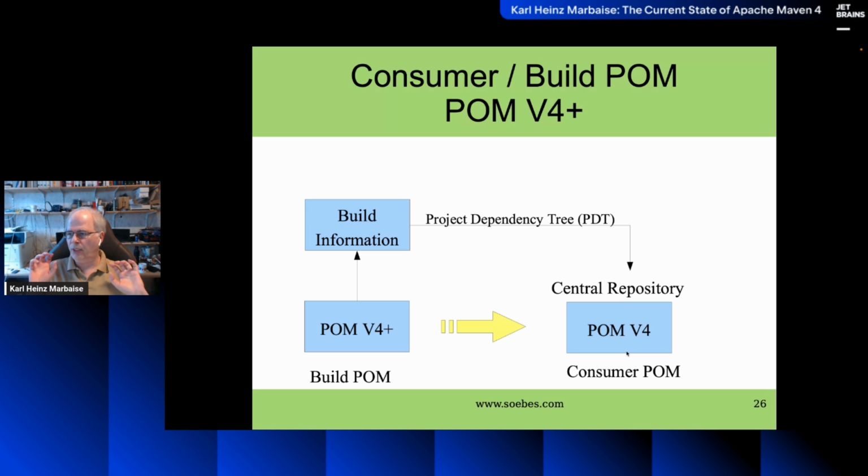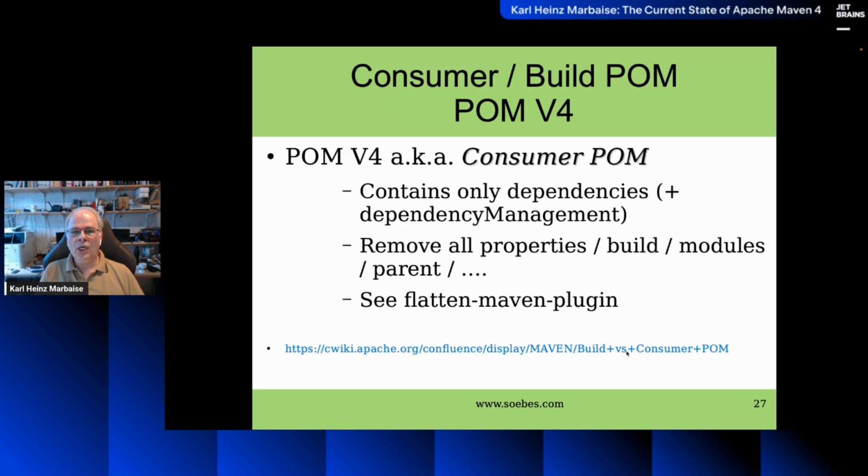So we have to separate these things. One is called build POM and one is the consumer POM. The consumer POM is published. So now we can change the build POM in a way we would like to do that and change things which might be better required or whatever. So we have to separate the information, like only the dependencies will be in the consumer POM, and all the other stuff like properties, builds, modules, parent, things like that will be completely removed from that.